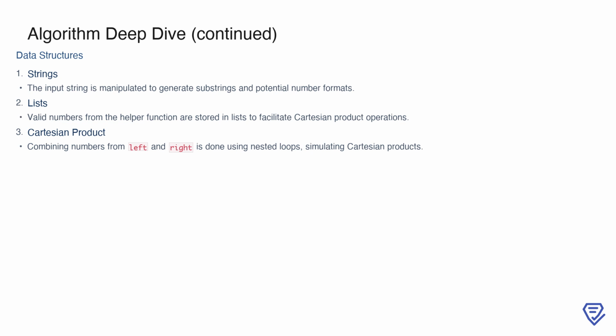The data structures used in this algorithm are straightforward but effective. Strings are the main data type used to manipulate the input, generate substrings, and create different number formats. Lists play a crucial role in storing valid numbers produced by the helper function, which makes it easy to perform operations like Cartesian products. Speaking of Cartesian products, the combination of valid numbers from the left and right substrings is essentially a Cartesian product operation. This is achieved using nested loops, where every number from one list is paired with every number from the other. These simple yet powerful data structures ensure that the algorithm remains efficient and easy to implement.